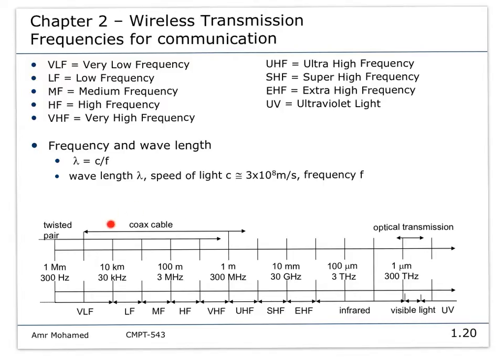Or for wire, we don't have antenna. For coaxial communication, we don't have antenna. So it's fine. But the problem is the antenna design itself. We'll talk about this in a few minutes.